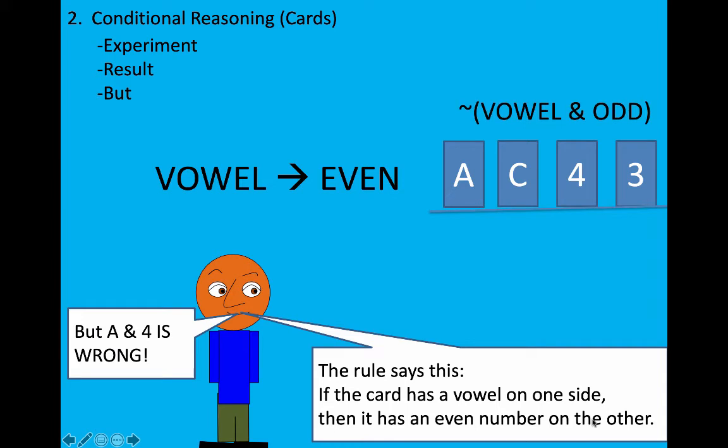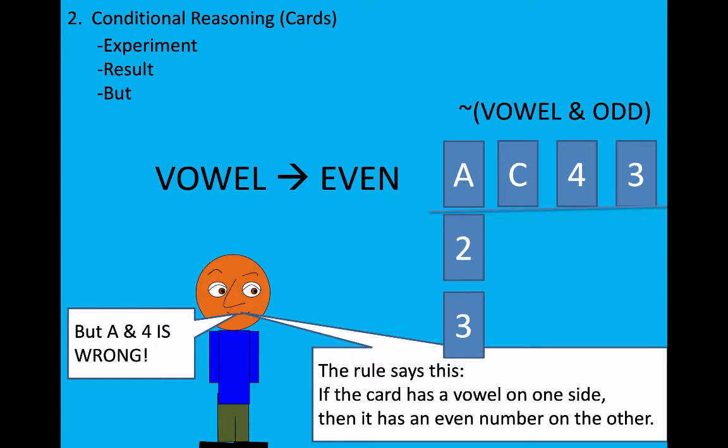It means that there's not, and this symbol here is just another way to write the not, that there's not a card that has a vowel on one side and an odd number on the other side. So the rule, if vowel then even, only requires this: that there is not a card with a vowel on one side and an odd on the other.